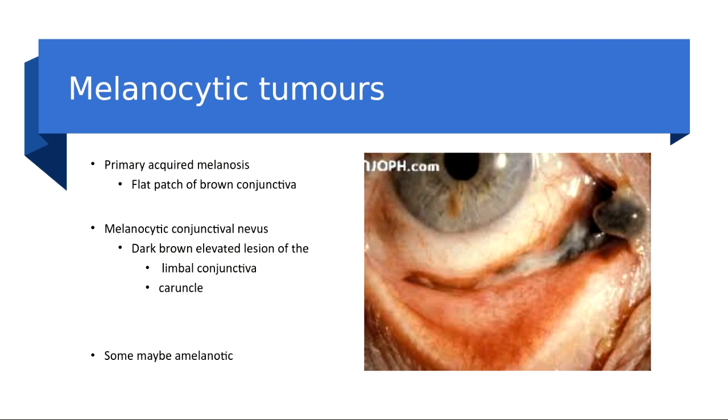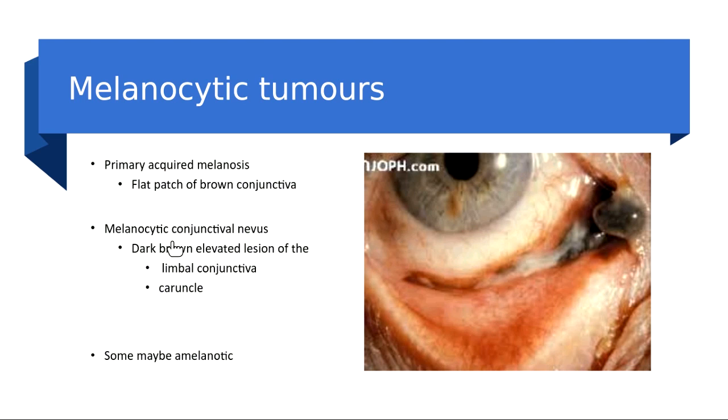When we're looking at the melanocytic tumors, sometimes we see primary acquired melanosis, which is a flat patch of brown conjunctiva. We must have seen this in persons, our relatives, or even on ourselves. We see them a lot in dark skinned persons, just an area that looks brown. And everybody is like, oh my, how can I get rid of this? My eyes don't look nice and white.